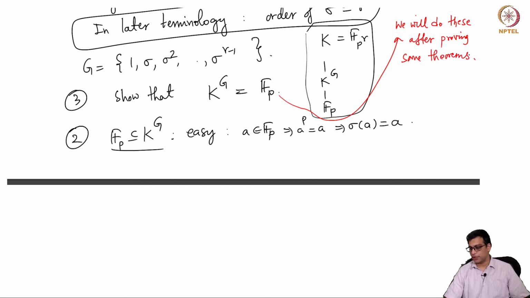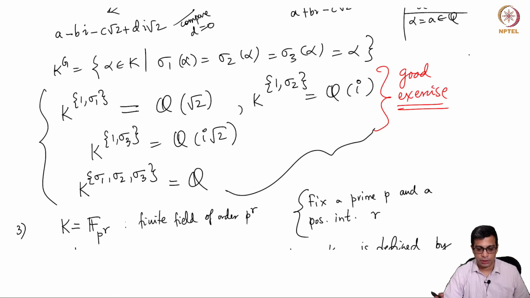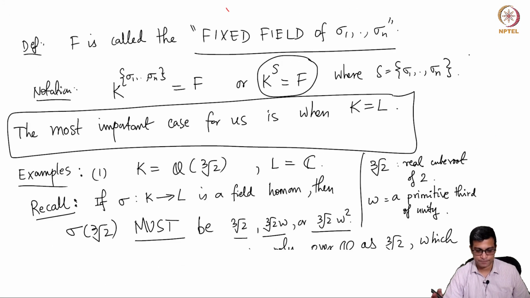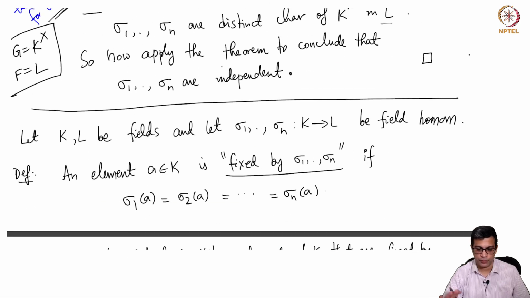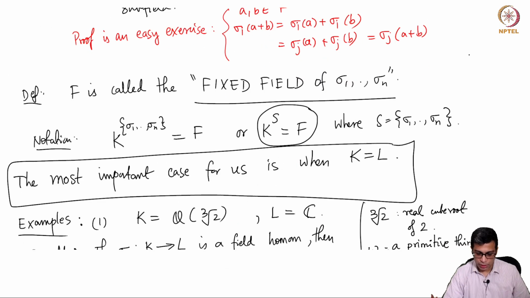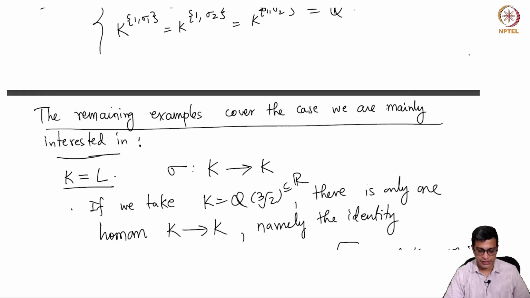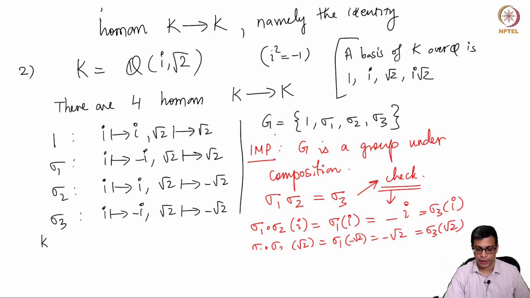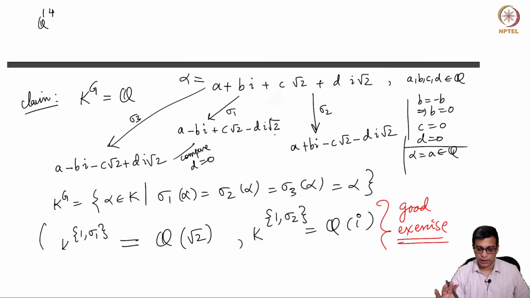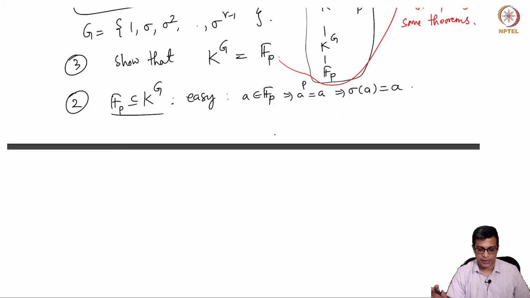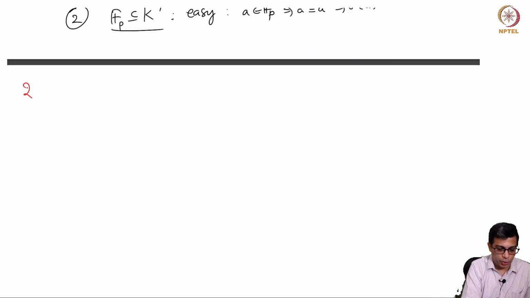Okay, so let me stop this video here. In this video we have defined what a fixed field is for an arbitrary collection of field homomorphisms, and I gave one simple example in general, but then I essentially said that the most important case in which we are interested is when the field is the same on both sides, k, and we are interested in maps from k to k. And I gave you a couple of examples. So let me end this video with two exercises which you can do without my help.